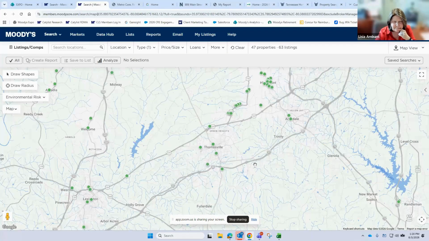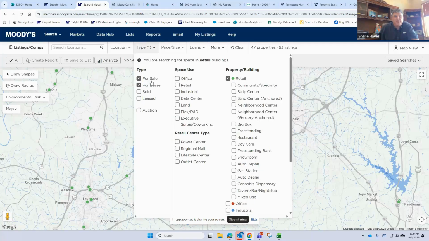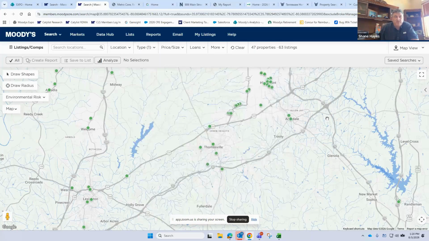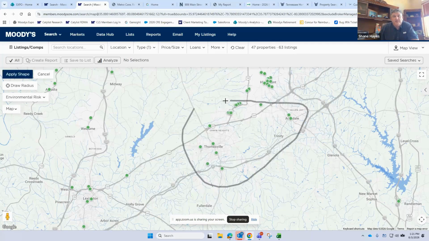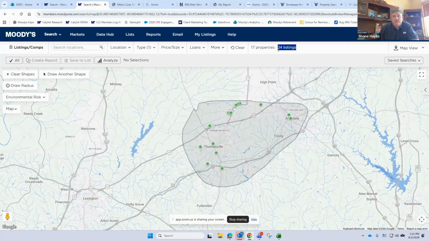So I'm just using the map to zoom in, and all I did was select the property type, retail, and for sale and for lease. You can change that to whatever you want. And then the easiest way is to come over here and draw shapes and just draw an area of whatever it is that you're looking for and apply that. So now we're looking at 24 listings that are inside 17 properties. Because I have lease selected, we're probably going to have multiple leases inside one building.